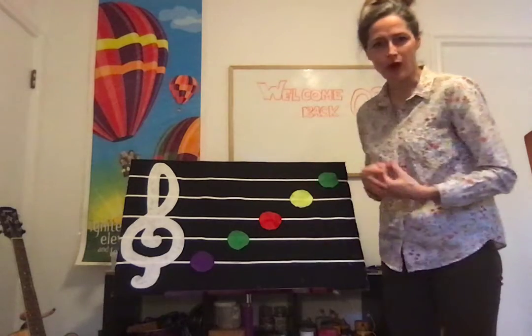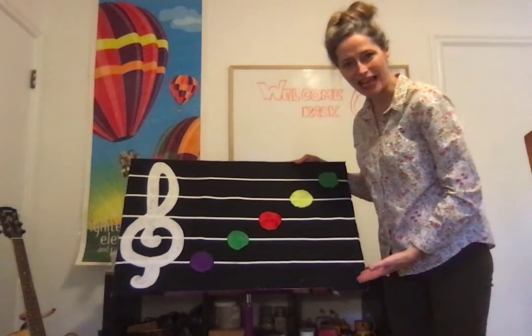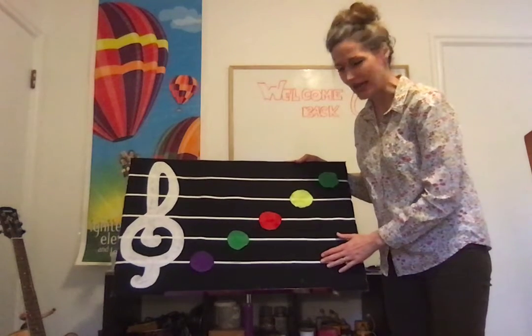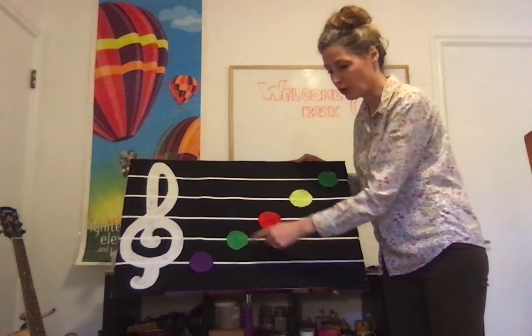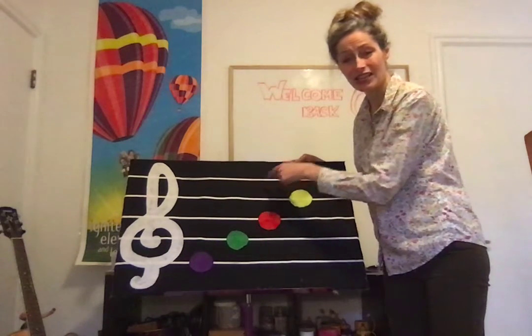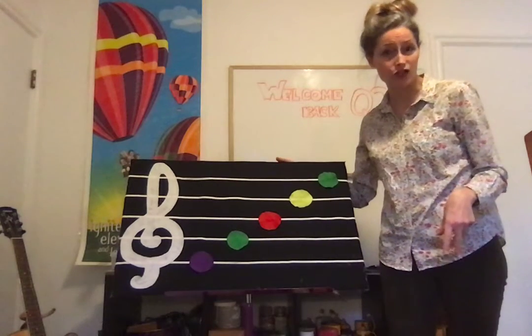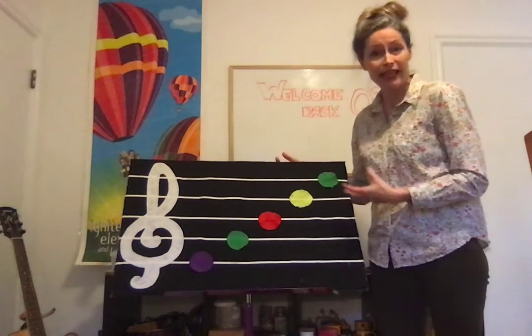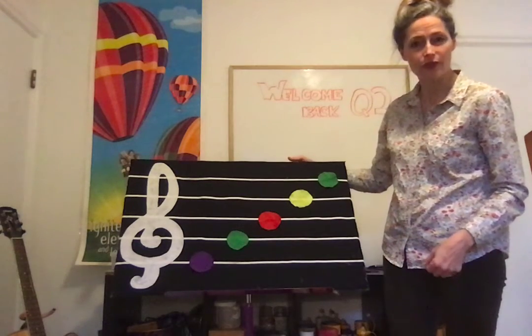So how do we write down music? Well, we have something called the musical staff, okay? And this musical staff has 5 lines and 4 spaces. Now that you're in grade 5, you are going to be learning how to name the notes. What are the letter names for each one of the notes on the musical staff?